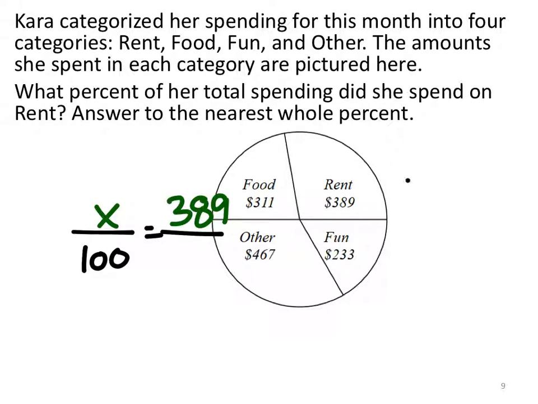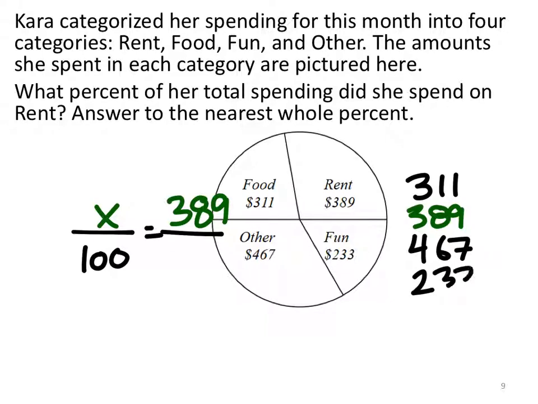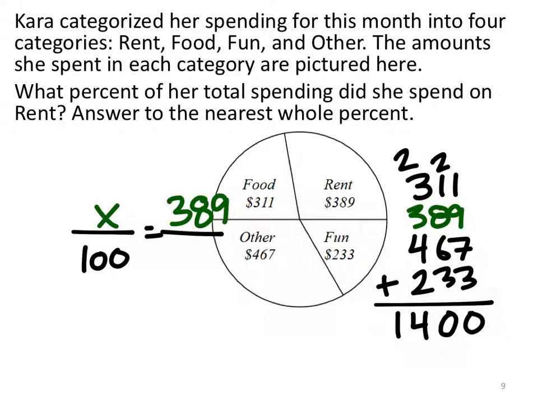So we got food at $311. We got the rent at $389. And other was at $467, and fun for $233. We're just going to add these together. So as a total, money that she spent, or 100% of the money she spent, was $1,400. So that's going to be our whole value. And again, we're just going to solve this the same way.